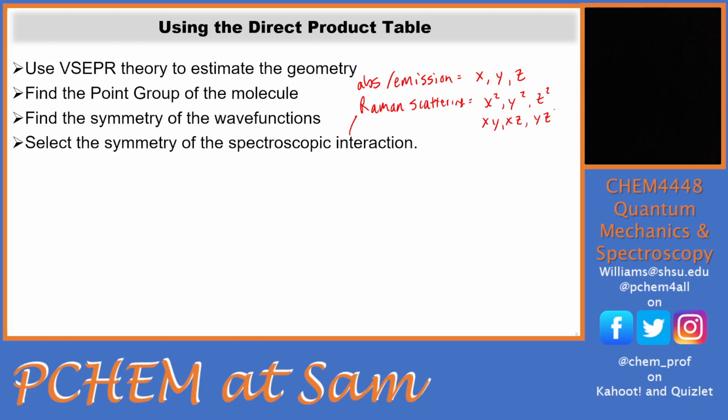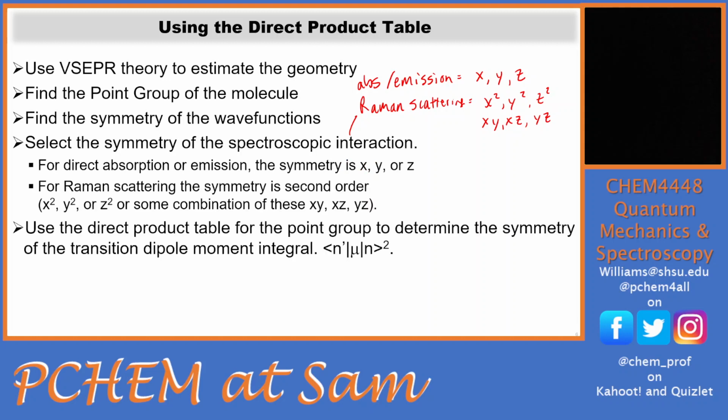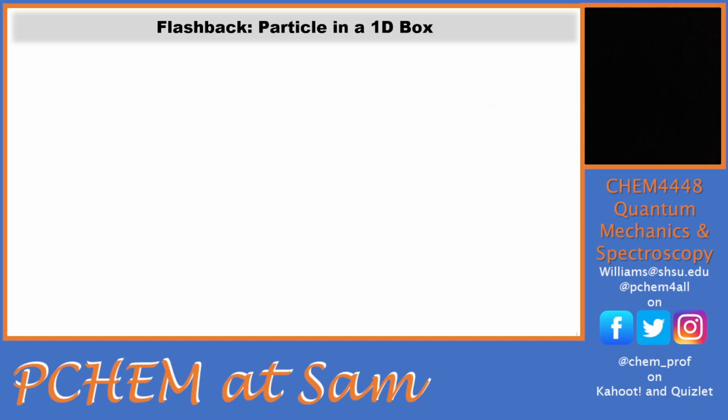So the Raman is all of those. And so if we want to determine the Raman selection rules, we have to use all of those rows that contain any of the second order pieces of X, Y, or Z. Absorption and emission is first order. It's just a single photon. It's just using a single dipole. So that's what I mean by select the symmetry of the spectroscopic interaction. And then we've got all of those different pieces. So then you can use the direct product table for the point group to determine the symmetry of the transition dipole moment integral. And if that integrand is an even function, then it's non-zero.